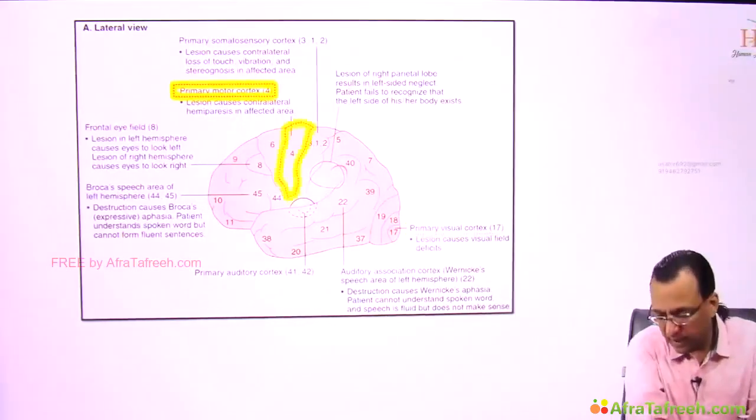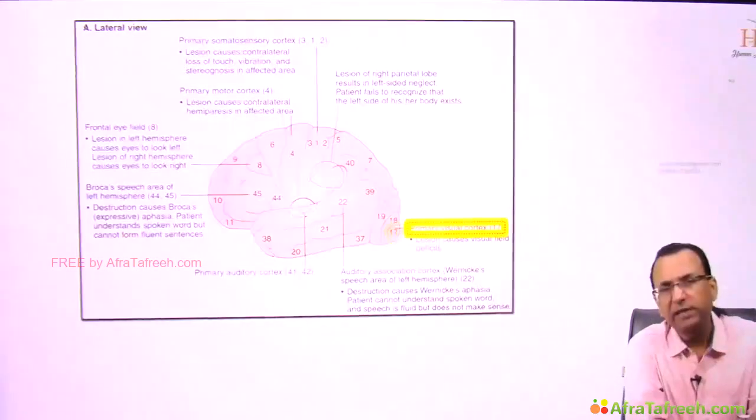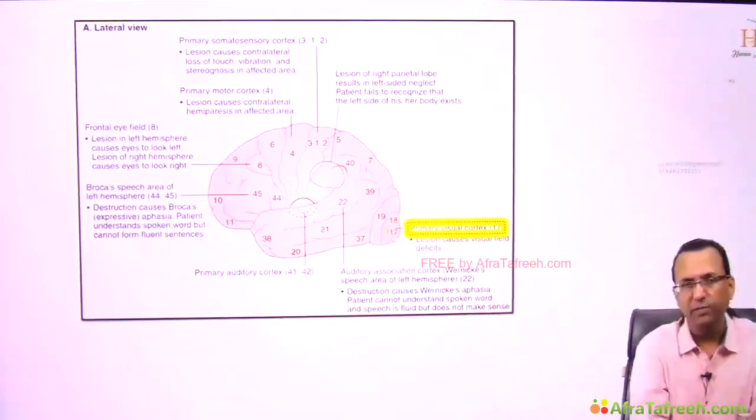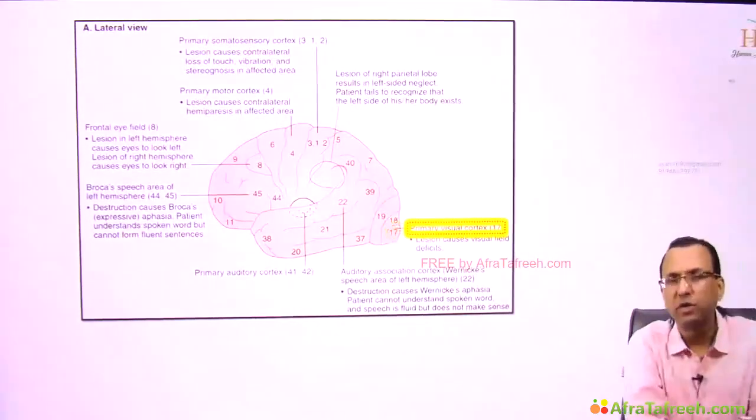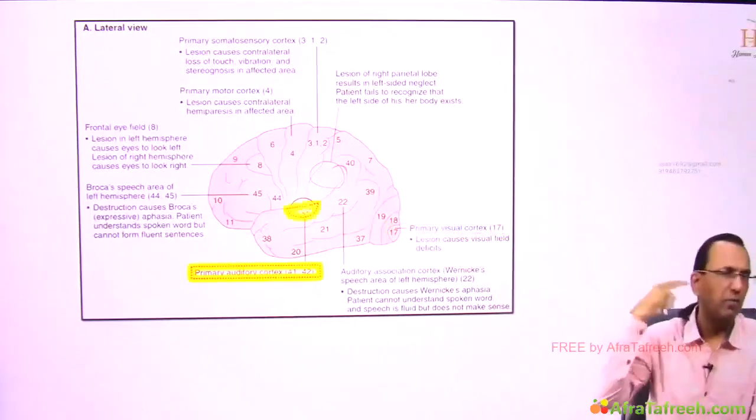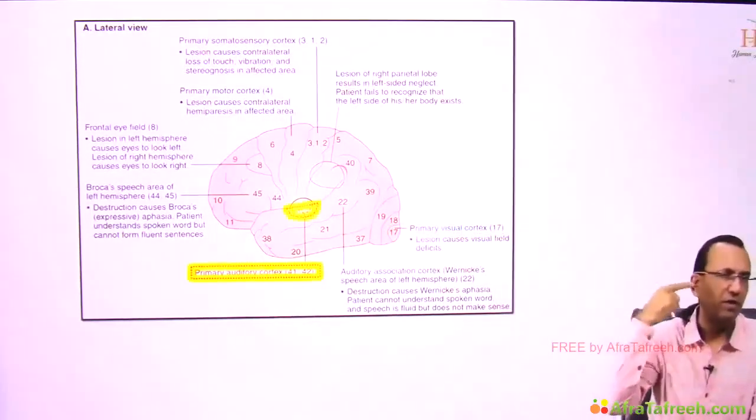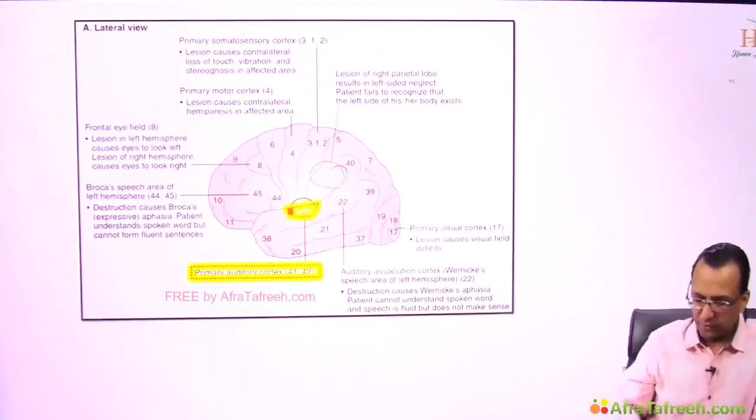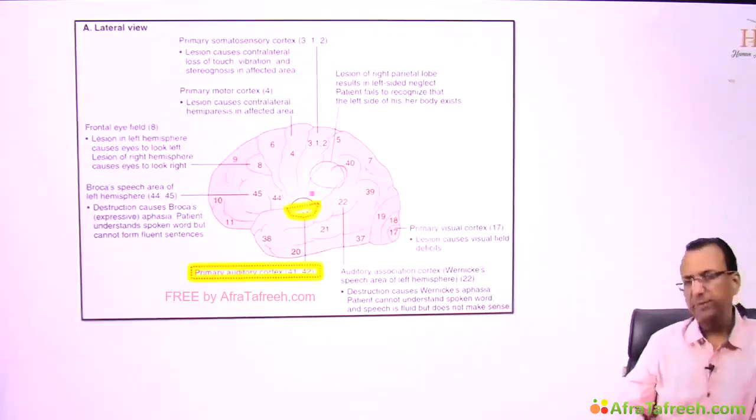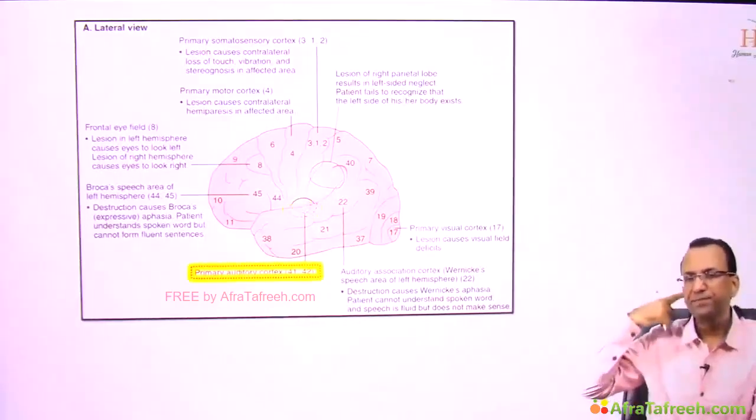And what is the area number 17 for? Area number 17 is the occipital visual cortex. Whatever you're looking at will come here. And whatever you're listening to goes deep to the ear. That is area number 41, 42, the superior temporal gyrus. Whatever we are listening to goes deep to the ear.